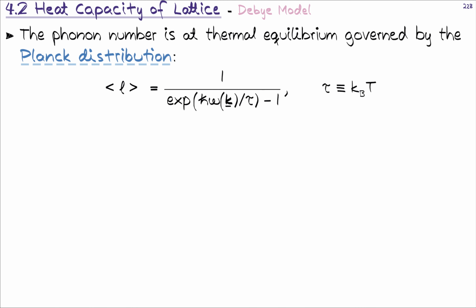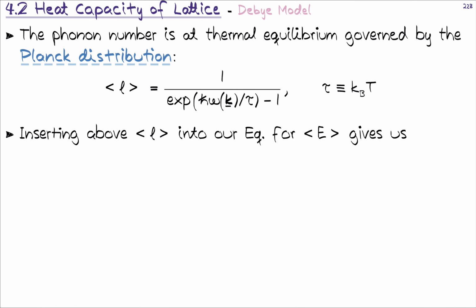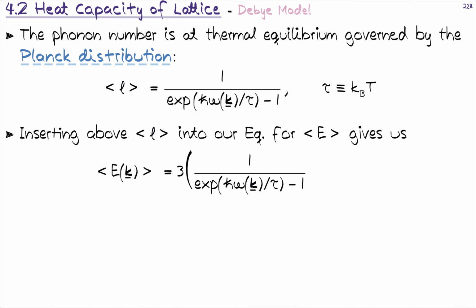So this is how we can calculate the mean phonon number. And when we insert this into our previous equation for the mean energy of the system, we get the mean energy, and now we still have the k vector here as a variable. We need to somehow also average over that. We have 3 times the Planck distribution plus 1/2 times h bar omega.